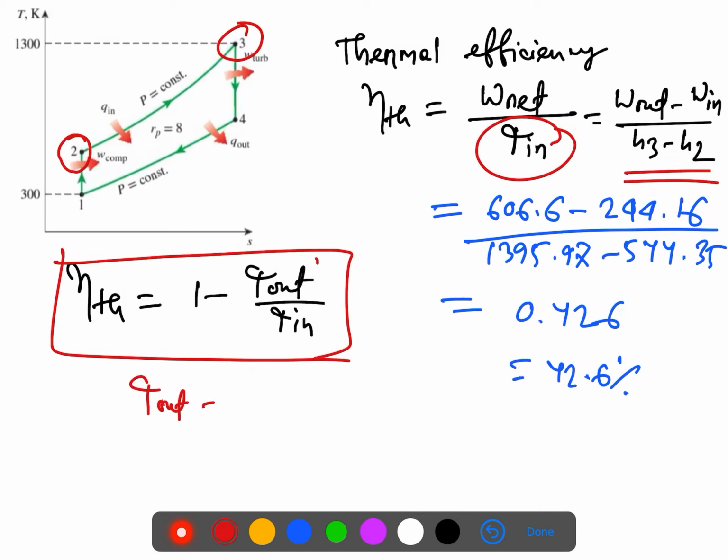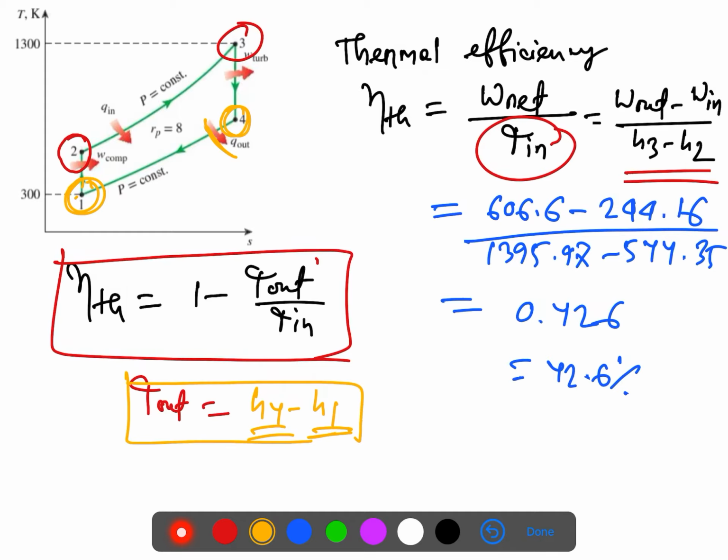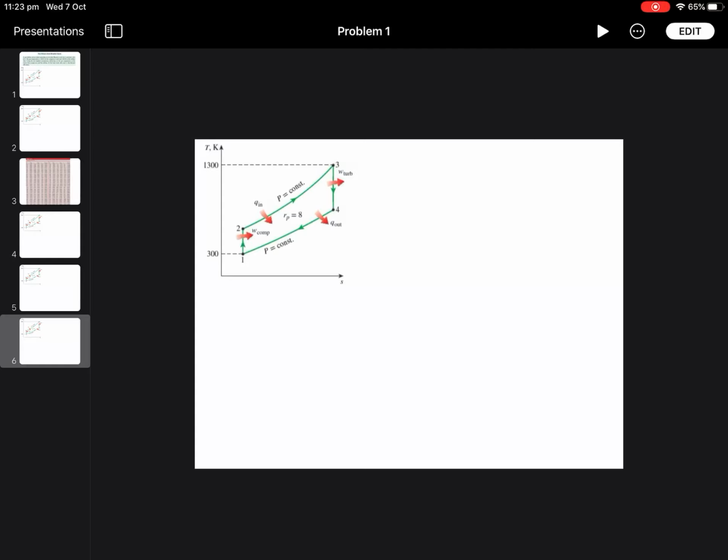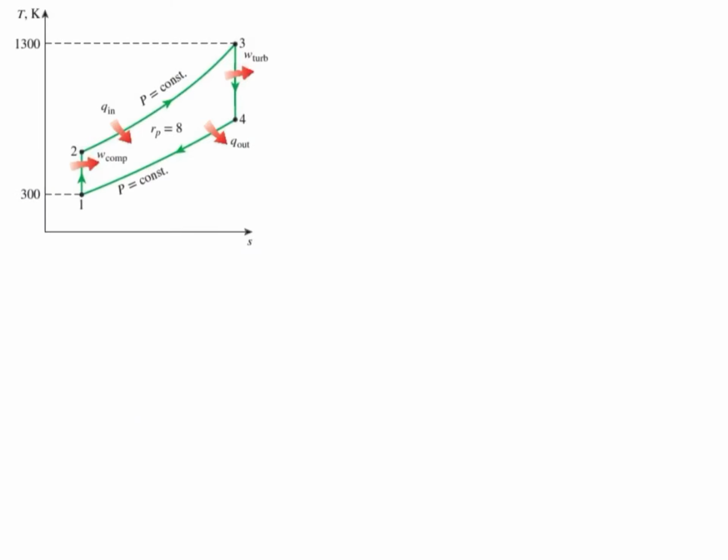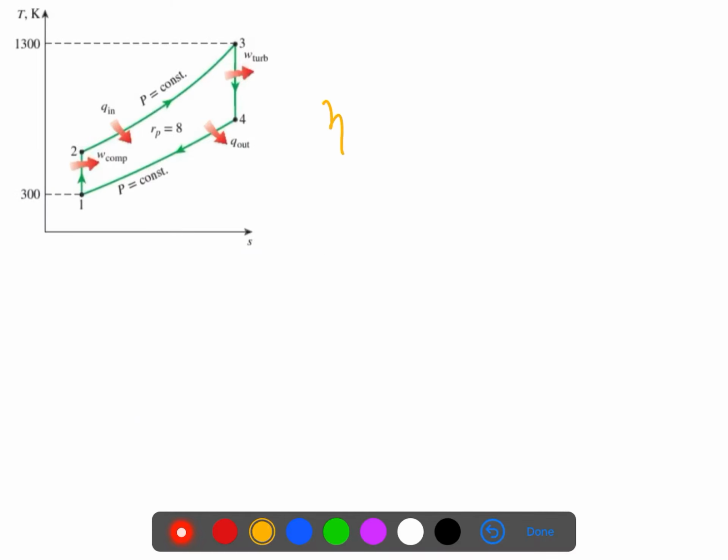If you want to calculate the heat out, how is the heat going out? From here. So the enthalpy difference between these two. What is it? h4 minus h1. So heat out is h4 minus h1. You already know h4 and h1. So calculate these two values and substitute in the expression, the thermal efficiency is equal to 1 minus heat out over heat in. So then you can use this formula.